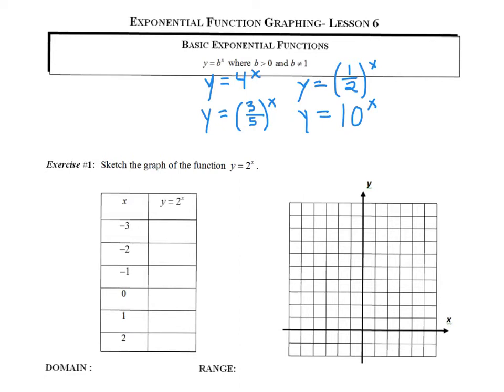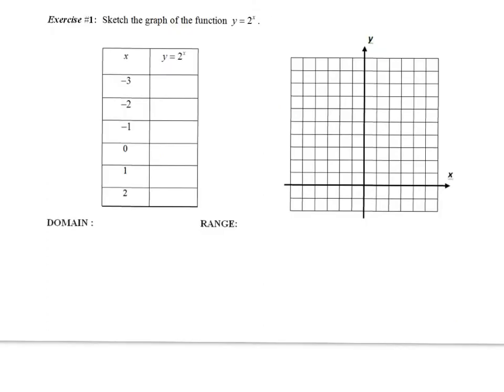So looking at our first example, we're going to sketch the graph of the function y equals 2 to the x. So let's start by making a table of values. We're given x's starting at -3. So remember that that just means 2 raised to the -3 power. Well, a negative exponent means take the reciprocal of the base, so that's the same as 1 over 2 cubed, which of course we know is 1/8.